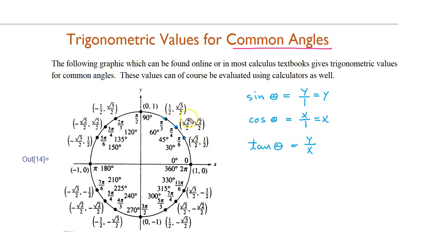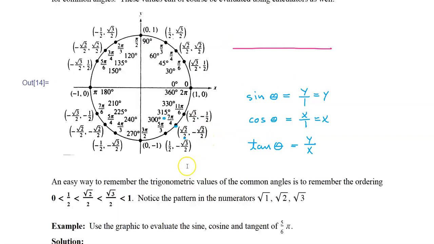Now if you look at our angles over here, to try to remember these points, it's easiest to note this pattern. Note the pattern 0, 1/2, root 2 over 2, root 3 over 2, 1. So this is pretty easy to remember, it's really like root 1 over 2, root 2 over 2, root 3 over 2. See the pattern? 1, 2, 3. And they're square roots in the numerator. And then in the denominator you just have 2, 2, 2.